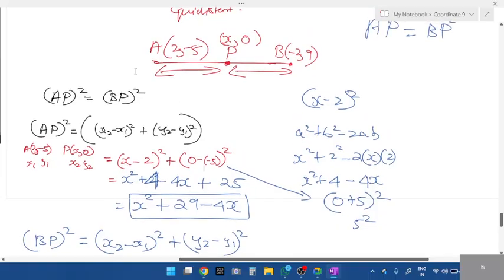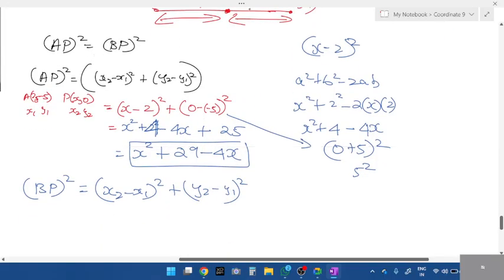Start from here. Write AP is equal to PB the whole square. This is the formula. Then below that, for AP, show the calculation.